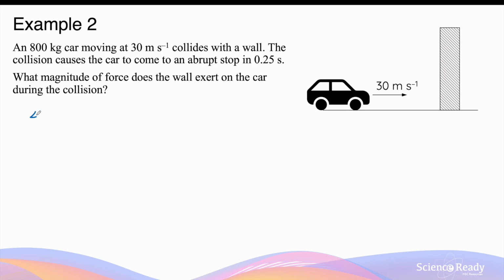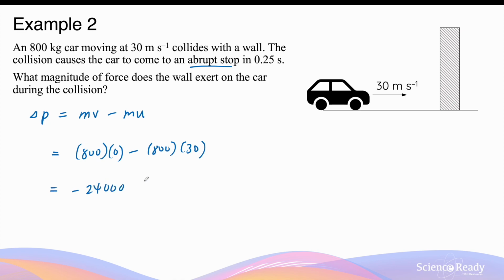We can start the question by considering the change in momentum of the car. This is equal to mv minus mu. The mass of the car remains 800 kilograms during the collision, so 800 times 0, which is the final velocity as the car comes to an abrupt stop, minus 800 times 30 meters per second. This gives a change in momentum of minus 24,000 kilogram meters per second. So the car's momentum decreases by 24,000.